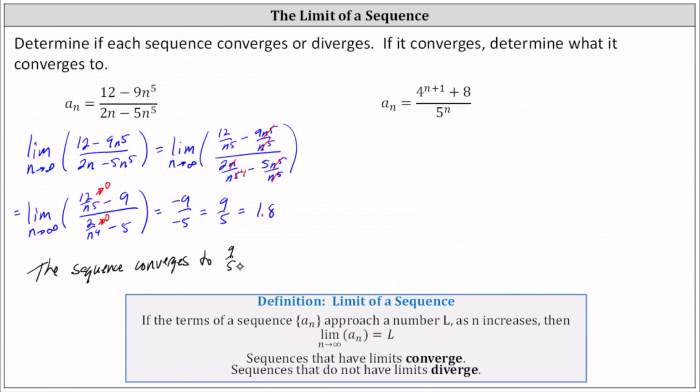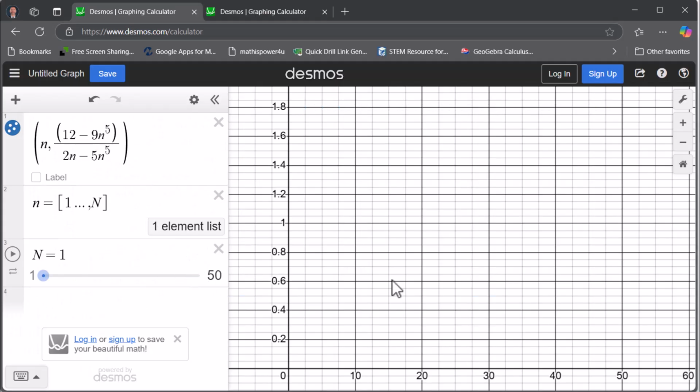Let's look at this graphically. To look at this graphically, we'll plot points on the coordinate plane in the form of n comma a sub n. And now let's plot the first 50 points. Again, the y values of the ordered pairs represent the terms in the sequence, and we can see the y values or function values do converge to 1.8, or 9/5.